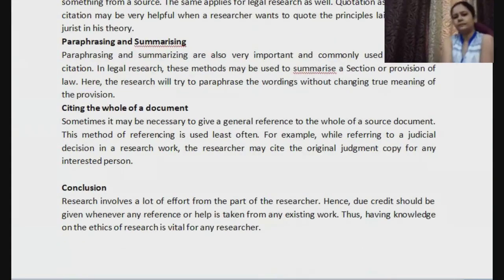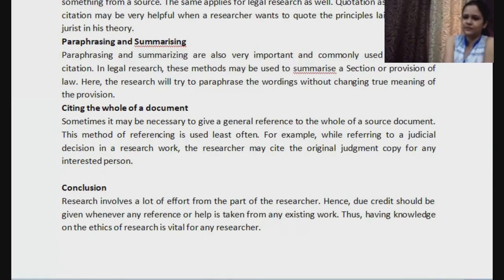Then you can give one conclusion: research involves a lot of effort from the part of the researcher, and that is the reason it is very important that we give credit to whoever has written something and we have taken reference from any existing work. Thus, having knowledge of the ethics of research is vital for a researcher, right? We should know what we need to do, how we can give credit and all that stuff. Only then would we be able to follow those steps.